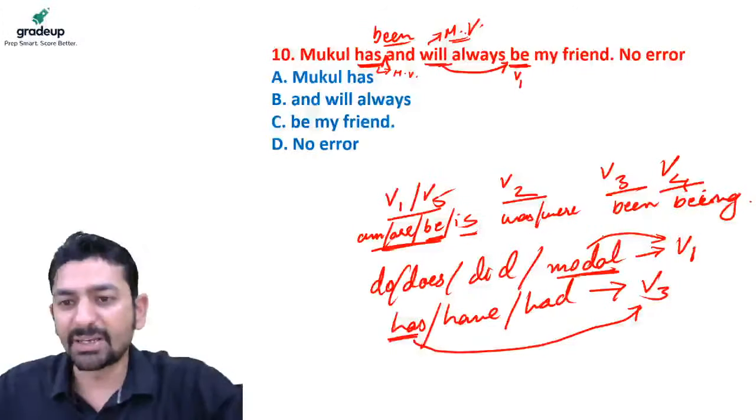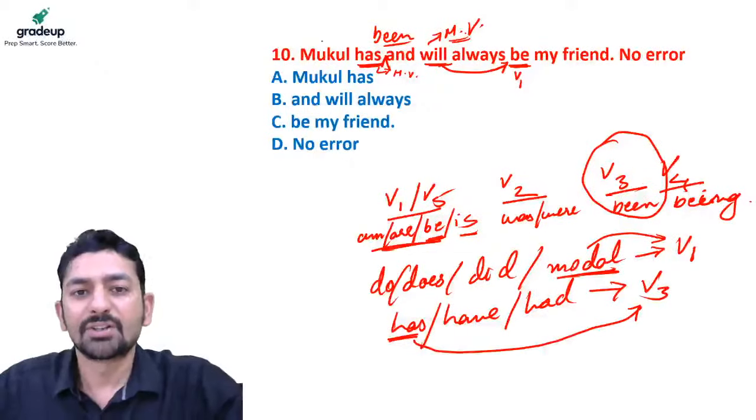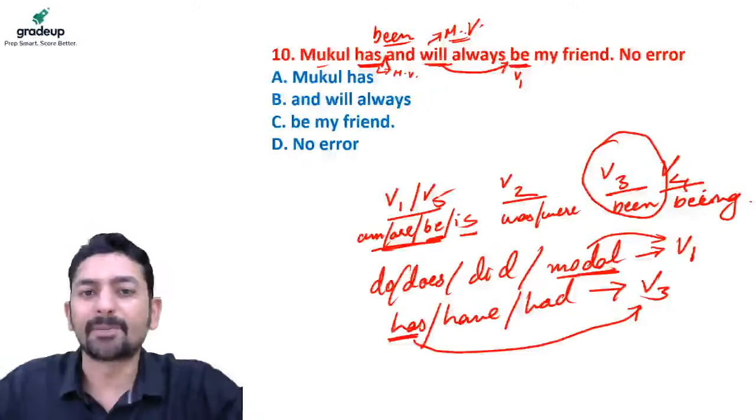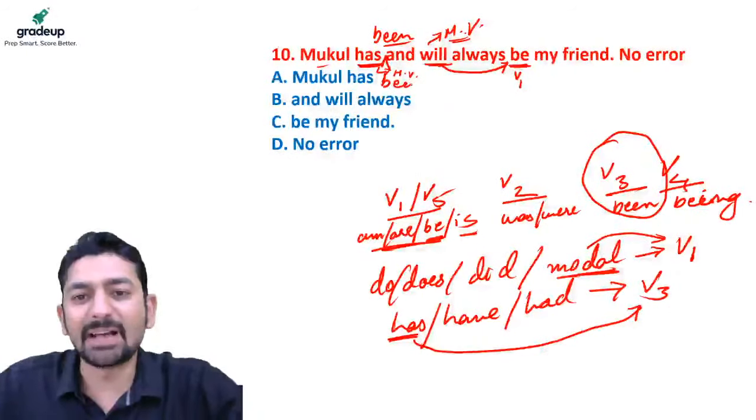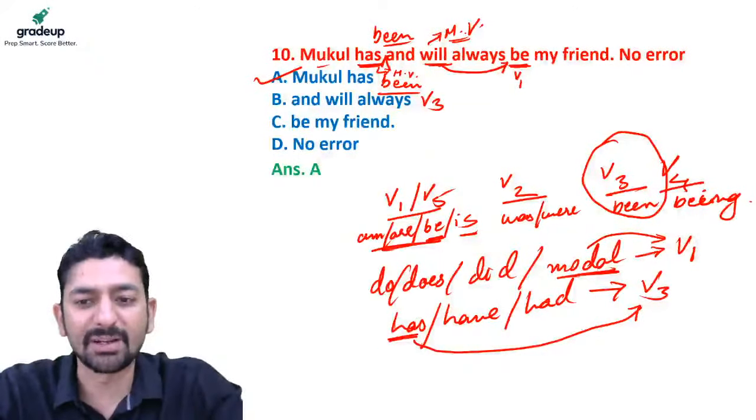Been is what? Look here. Been is the third form of the verb. So the sentence should be, Mukul has been and will always be my friend. So after has, been has to be written because been is the third form of the verb. Error was in part A. Whosoever said A was absolutely right on this one.